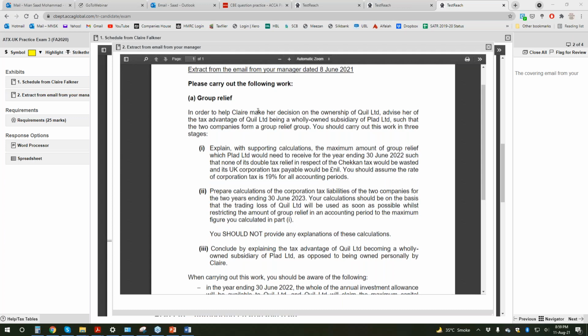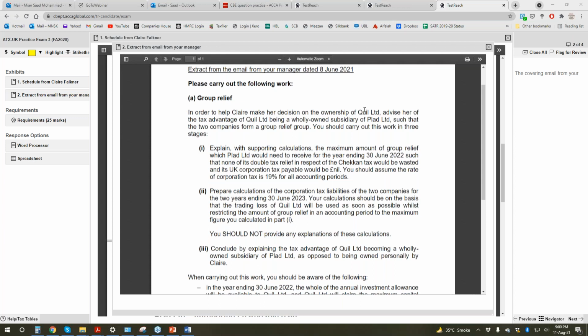Now, let's move on to the bigger part, group relief. In order to help her make a decision, the ownership of Quill Limited: she might be deciding to buy this company. Advise her of the tax advantage of Q Limited being a wholly owned subsidiary of P Limited. One very quick advantage that came into my mind is that obviously the two companies will form a 75% loss relief group. And what is the benefit of forming a 75% loss relief group?